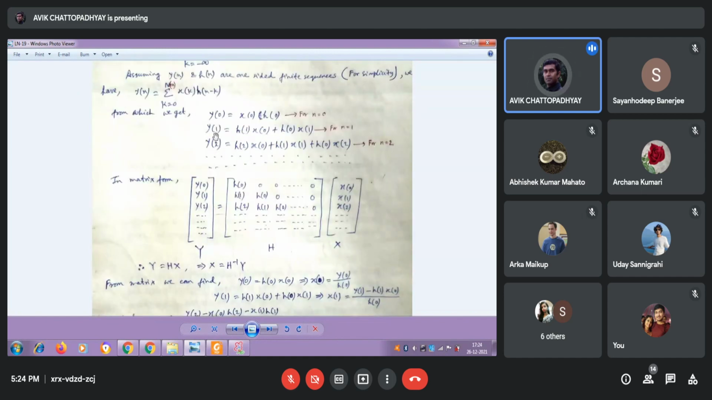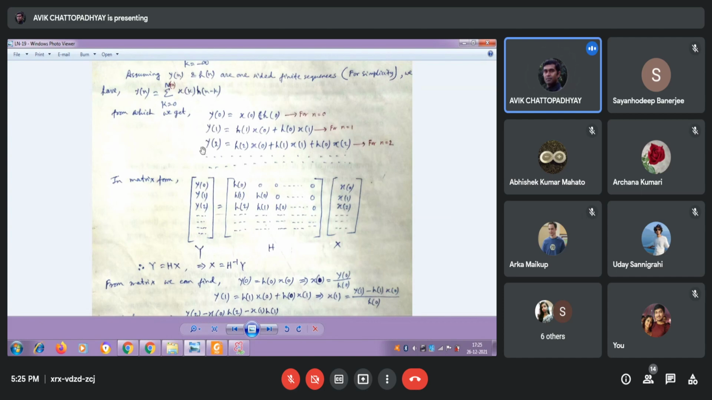Similarly, in finding x1, y1 is known, but I don't know what x of 1 is. But I know what x of 0 is, I know what h of 0 is, I know what h of 1 is. I know x of 0 from where? I got it from the previous step. Now if I plug in here, I will find out x of 1.